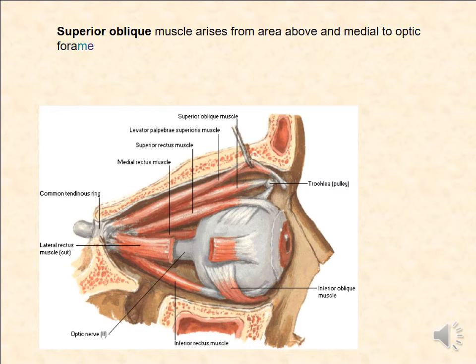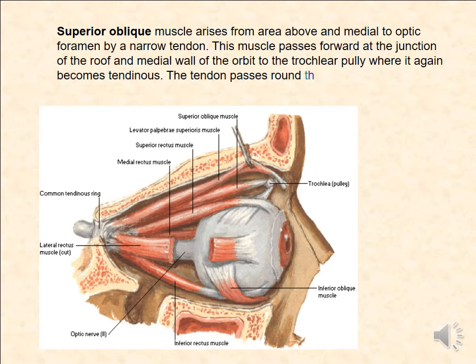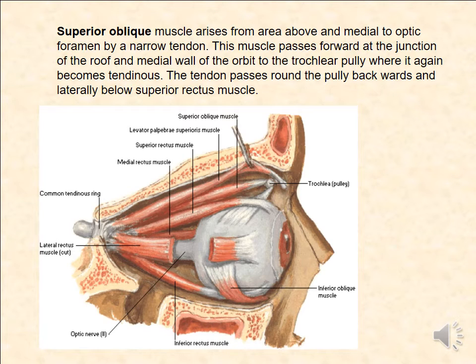And we have two oblique muscles, the superior and inferior oblique muscles. The superior oblique muscle arises from the area above and medial to the optic foramen by a narrow tendon. This muscle passes forward at the junction of the roof and medial wall of the orbit to the trochlear pulley, where it again becomes tendinous. The tendon passes around the pulley backward and laterally below the superior rectus muscle.